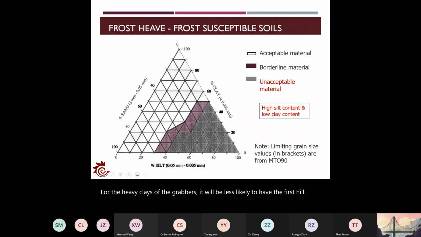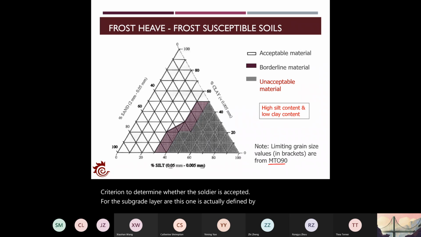And with that, we also have another criterion to determine whether the soil is acceptable for the subgrade layer. This one is defined by the manual by MTO. This is one manual for us to design the pavement in Ontario. So the triangle here shows which material will be acceptable, which one will be under the borderline, and which one will not be acceptable.